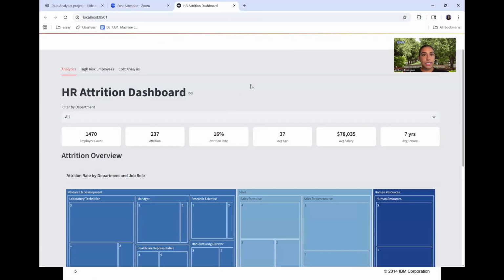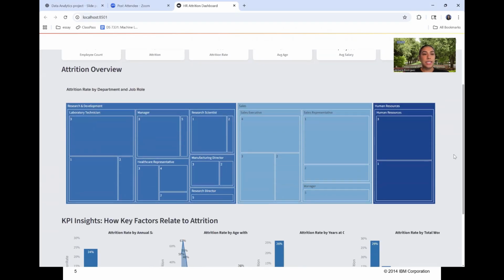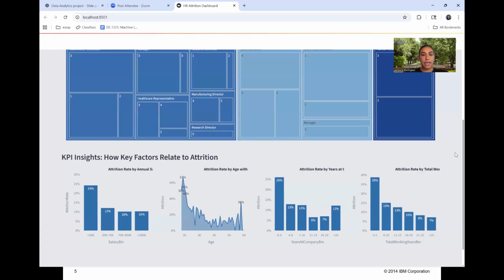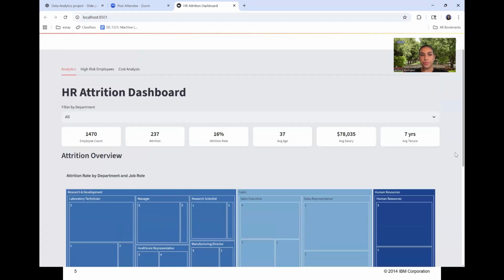So it has 3 tabs overall. The first is the analytics tab. So this is where you can do some simple EDA, looking at key metrics, some breakdown of attrition by department and job role, and then some KPIs down here at the bottom.